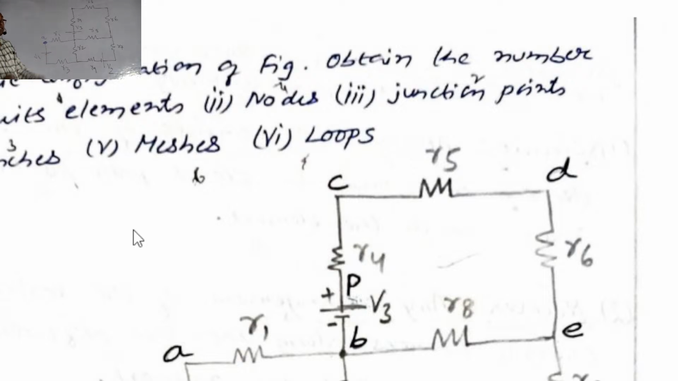How many elements are joined? 4: R1, R8, R2, V3. Can I say this is the node? Minimum 2. If you get more than 2, not to worry. It is a node. Give the name. What is the name given here? B. Next one. Where have we given C?